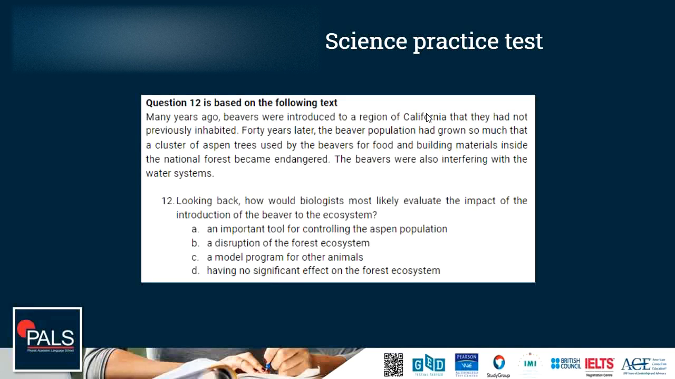Especially because, as we learn later on, the aspen trees were mainly affected by the introduction of the beaver to the point that they became endangered in the park. Which means we have a disruption of the forest ecosystem, because for sure if trees are gone, then many other organisms that are tree dwelling in the ecosystem will be affected as well.